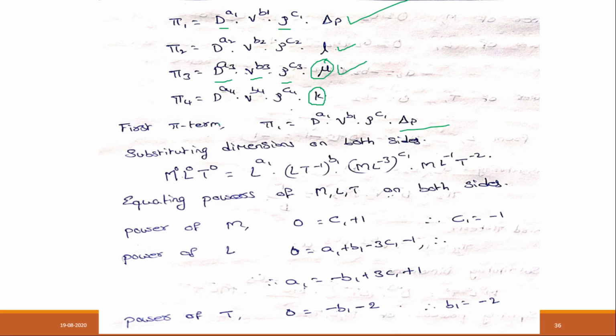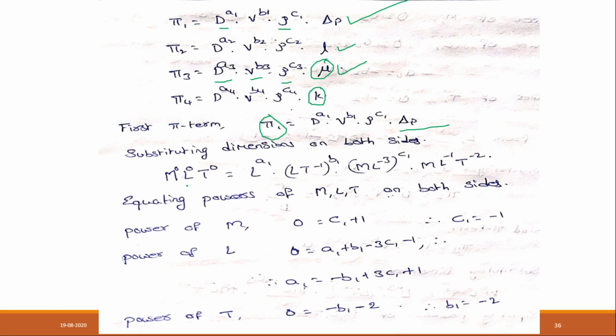What we have to do in next step? We have to substitute the dimensions. What is pi 1 dimension? Pi 1 is dimensionless. That is M power 0 into L to the power of 0 into T to the power of 0. M power 0 means 1, L power 0 means 1, T power 0 means 1. So constant value we are getting.